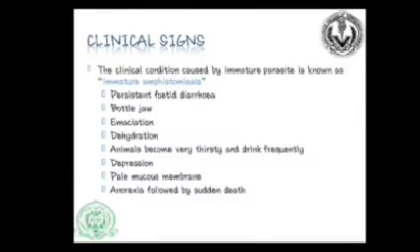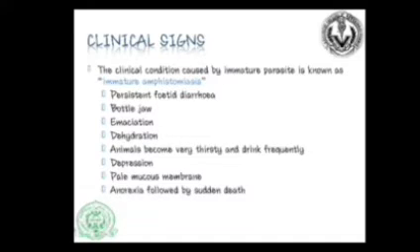Next are the clinical signs and symptoms shown due to this disease condition. The clinical condition caused by immature parasites is known as immature amphistomiasis. Persistent fetid diarrhea: the diarrhea is very foul-smelling. Bottle jaw: a soft, floppy swelling of tissues underneath the jaw, or we can also say the accumulation of fluid. This condition is also called brisket edema.